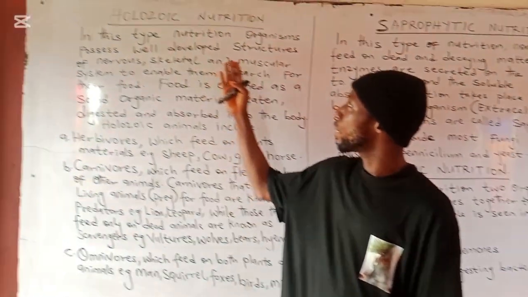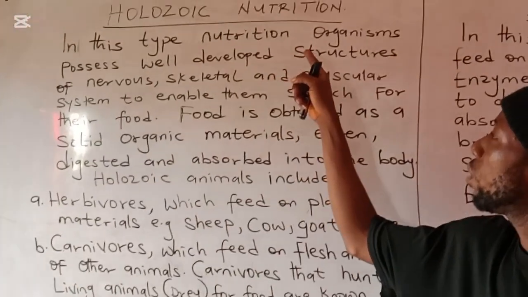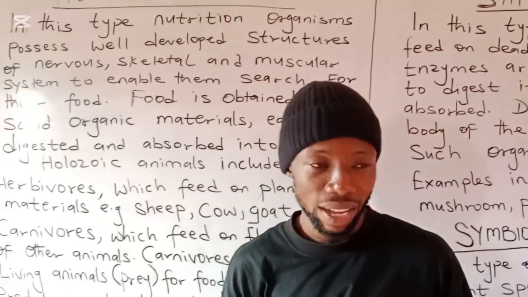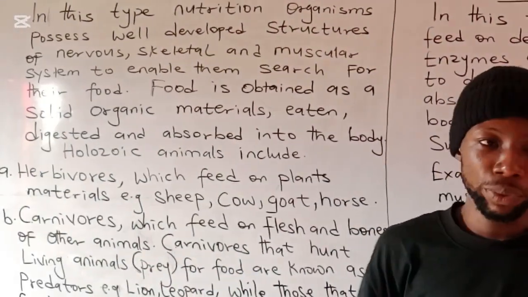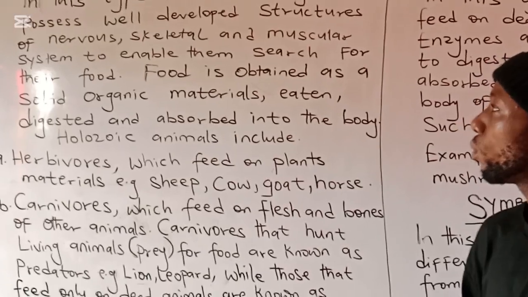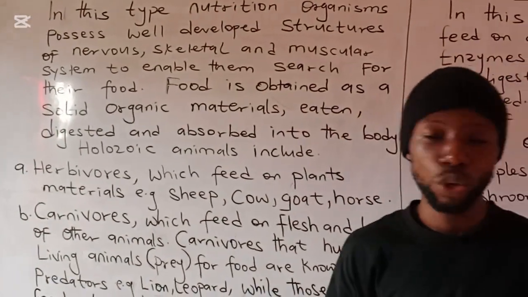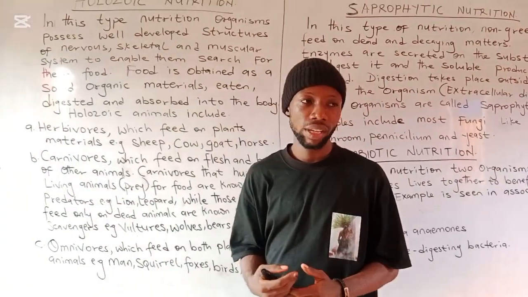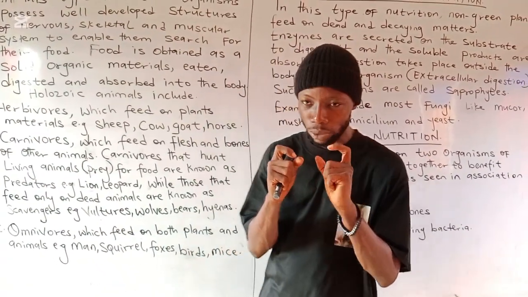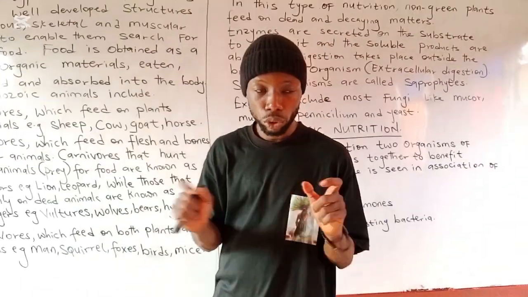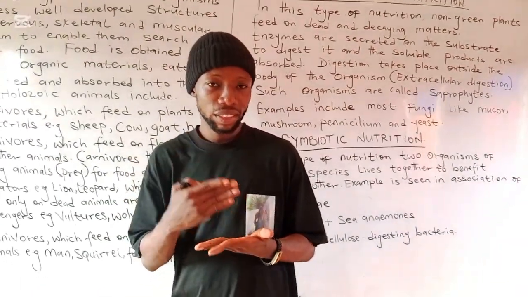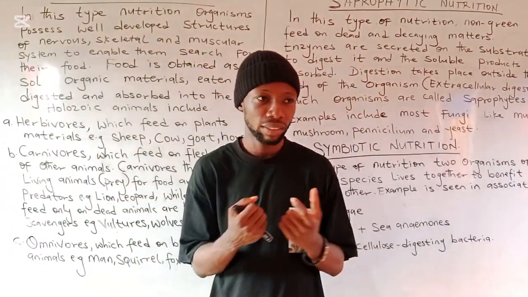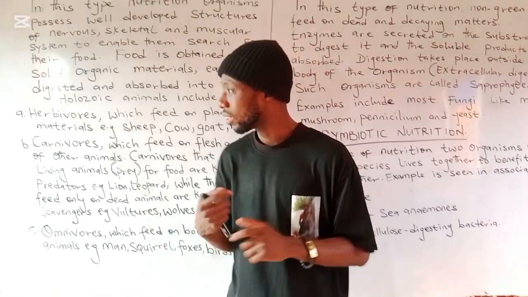Holozoic nutrition is the type of nutrition in which the living organism possesses well-developed skeletal, muscular, and nervous systems which enable them to search for their food. And this food is obtained as solid organic materials, eaten and digested. So most of the organisms possess teeth, not all, with which they break down the solid food particles into smaller units before chemical digestion takes place.